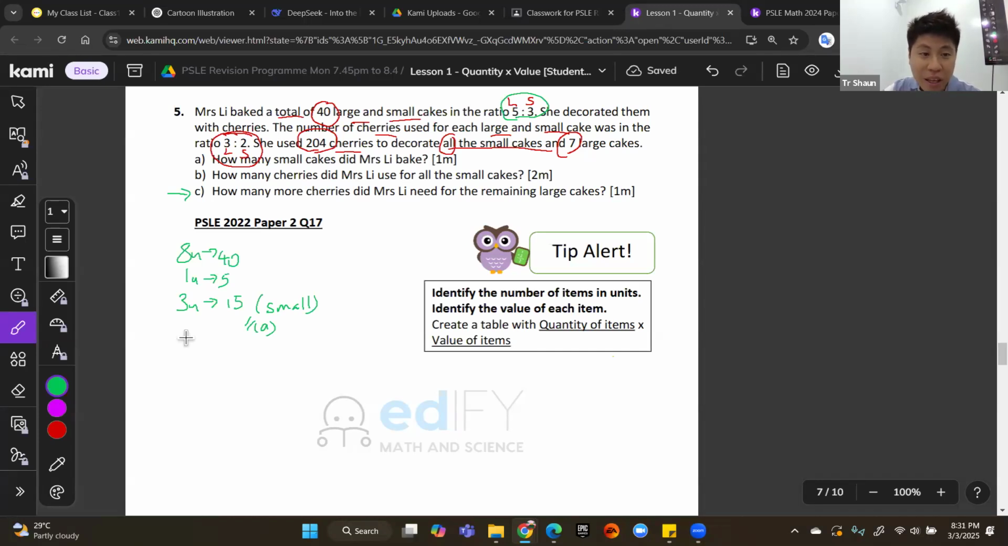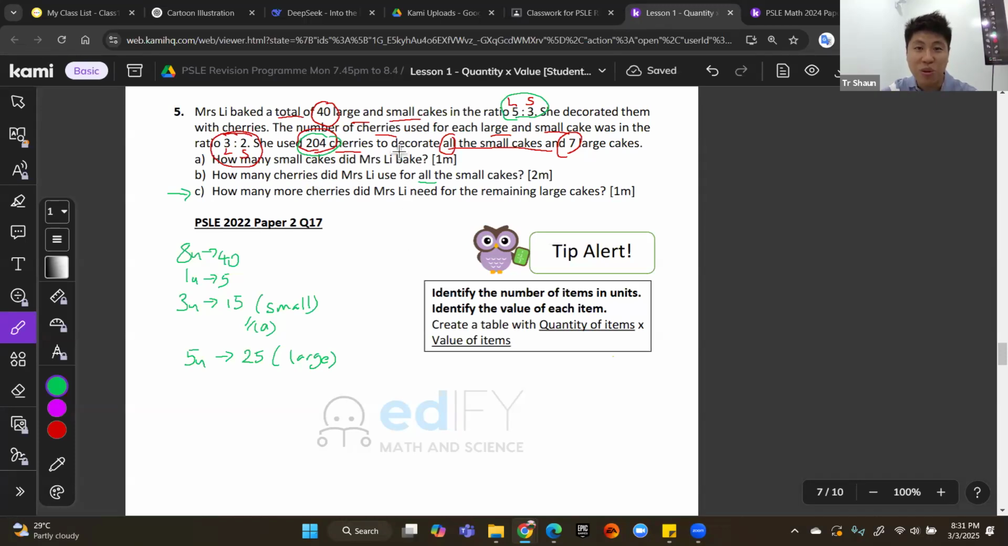Okay. Now there is small cakes. I want to find large cakes because I will definitely need it later. Large cakes is 25. Okay. All right. Now A is done. I want how many cherries did he use for all the small cakes? So now I need to use the very important number in the question, 204. How am I going to do that?